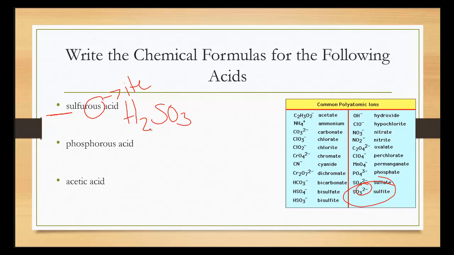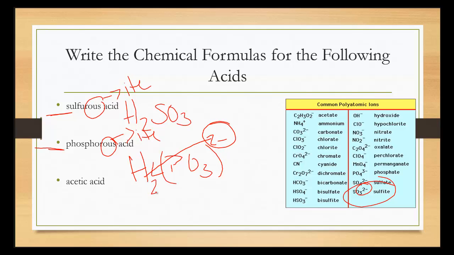There's no hydro, so that means it's a polyatomic ion. OUS came from ite. So phosphorous, or phosphite. I'm not seeing phosphite on the list. That's okay. It's PO3 with a -2 charge. So that means this 2 comes down to be H2PO3.